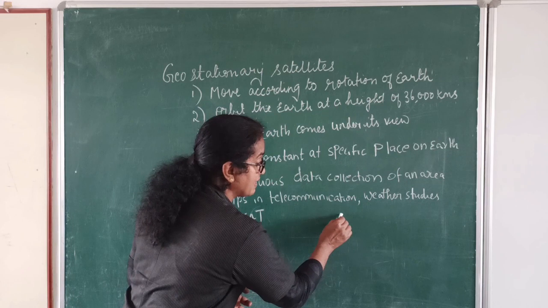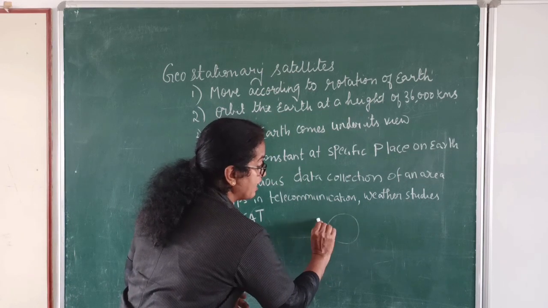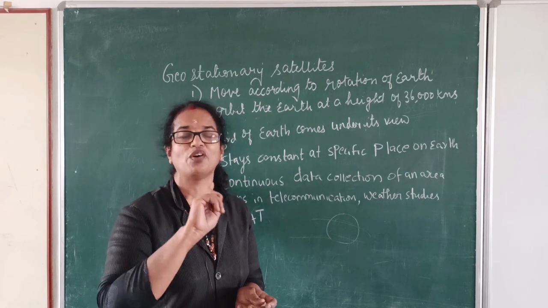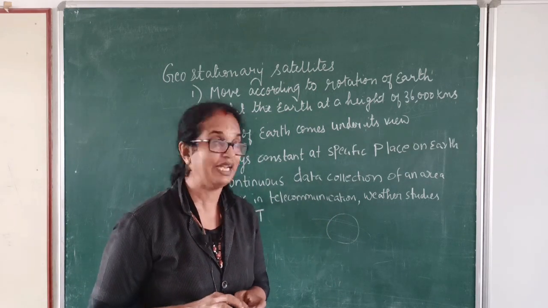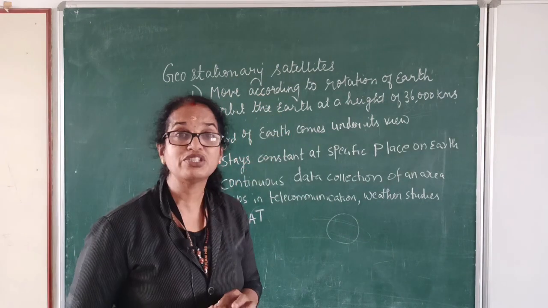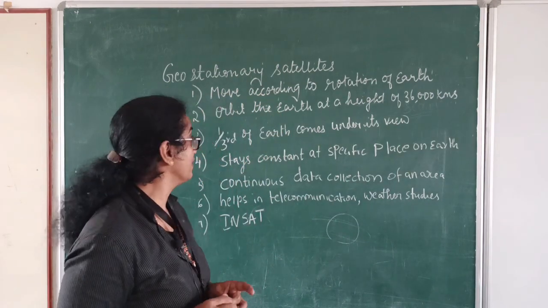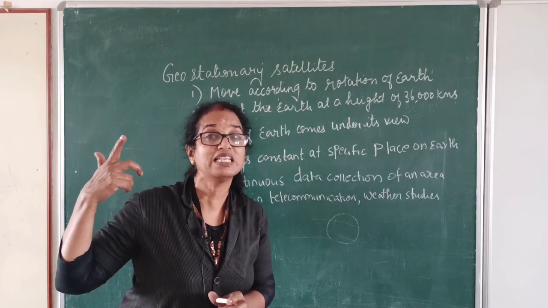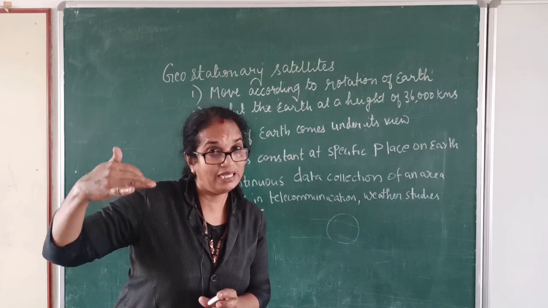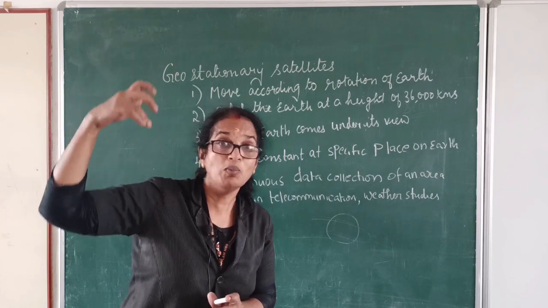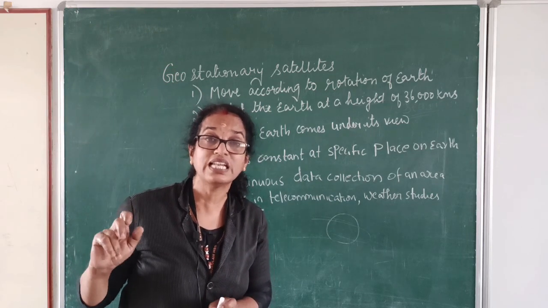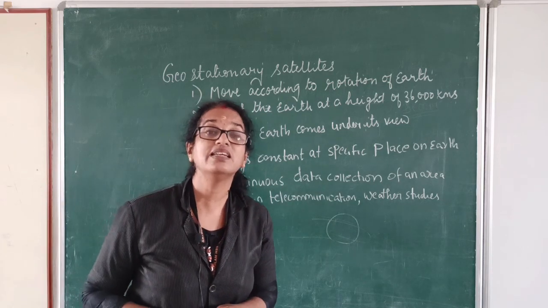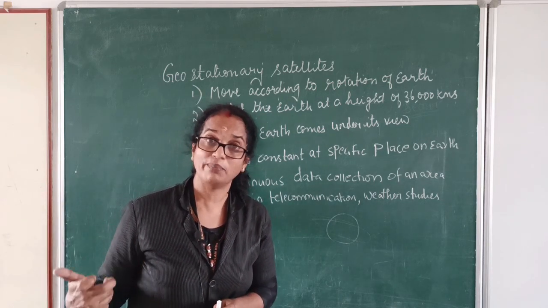So how does it rotate? It will be rotating according to the rotation of the earth. The satellite moves according to the rotation of the earth. It orbits the earth at a height of 36,000 kilometers. What is the height from the earth? Almost 36,000 kilometers. It orbits the earth at an altitude of almost 36,000 kilometers.